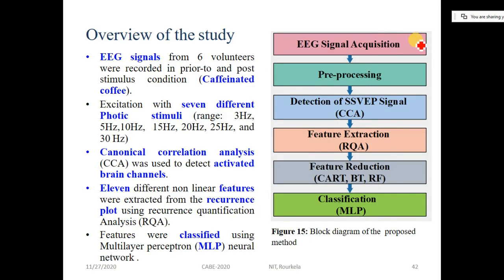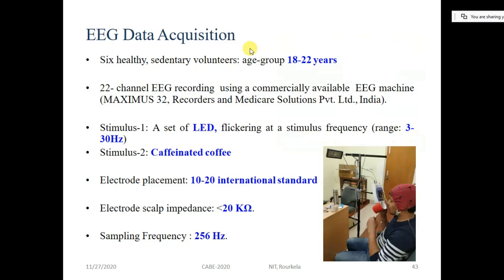So what we have done here: we acquired the EEG signals, then we did pre-processing of the signals. Then we went for detection of the SSVEP signal by canonical correlation analysis, then feature extraction by the RQA method, then feature reduction, and then classification. In this study, we involved 6 volunteers. This is a very tedious task, and many volunteers back off from the study, so that's why we have a very small volunteer size.